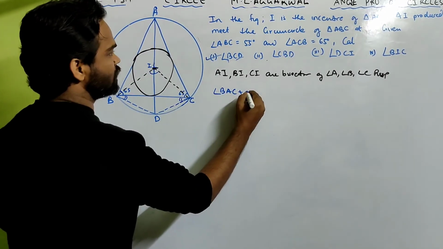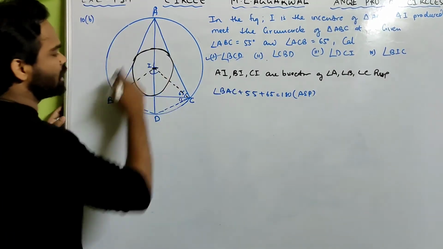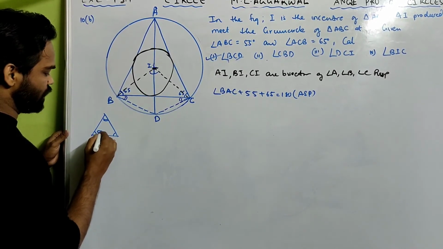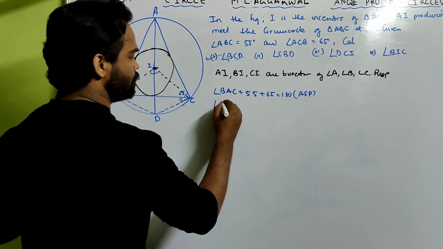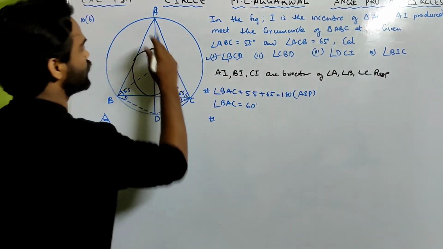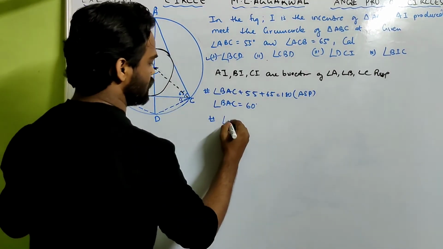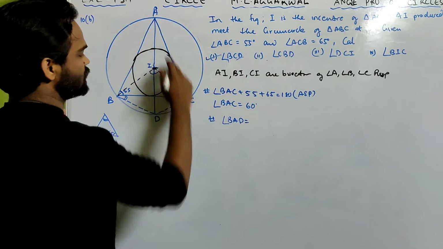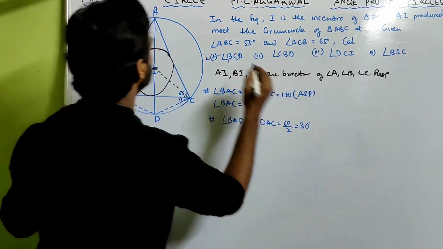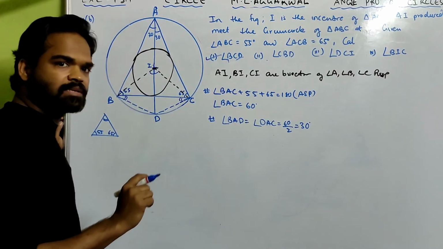First of all, angle BAC plus 55 plus 65 will be 180. Angle sum property, just look at triangle ABC. In triangle ABC, these two angles are given, this is 55, this is 65. So angle BAC will be 60 degree. Done. Now we know AI is the bisector of angle A. So angle BAD will be equal to DAC, which is 60 by 2, that's 30 degree each, isn't it? Because AI is the bisector.